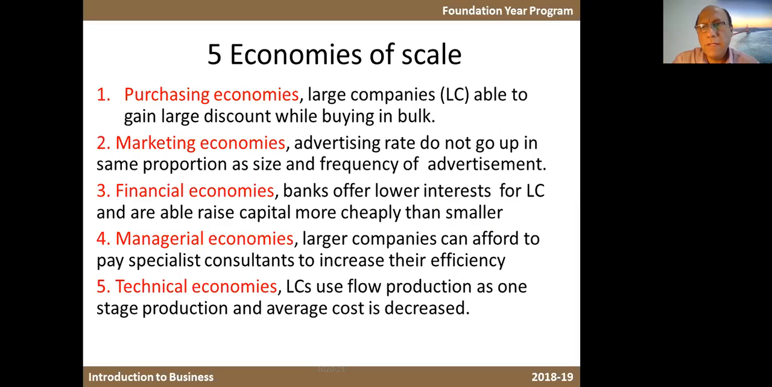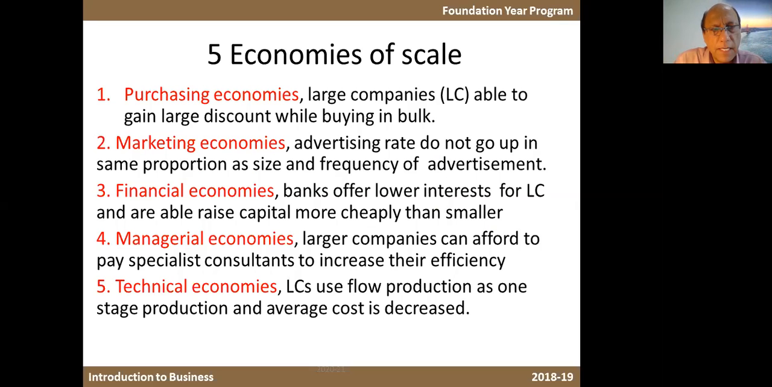Economies of scale. Why do large companies have a lower cost per unit? Because of five factors. Number one is purchasing power, purchasing economy. Large companies are able to purchase a large amount of raw material, and because of this they get a large discount compared to a small company. A small company has a small discount. One company is buying 1 kilo, another one is buying 1,000 kilos.